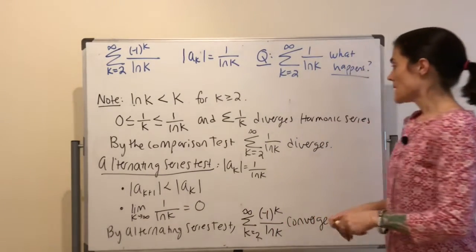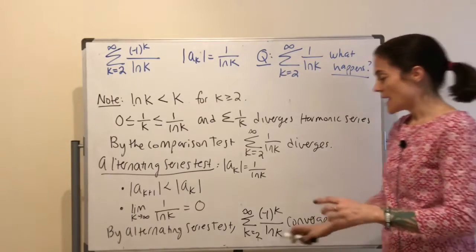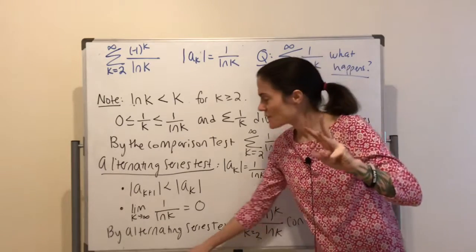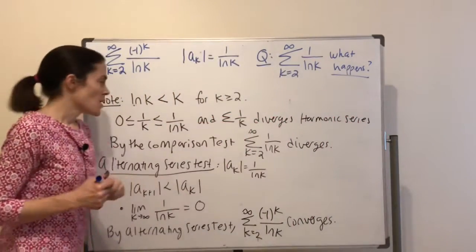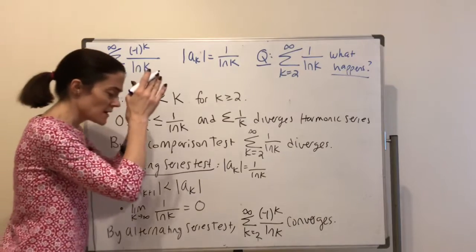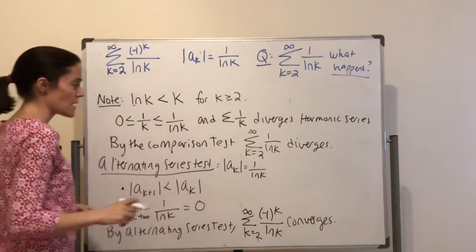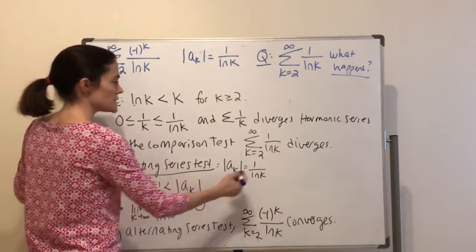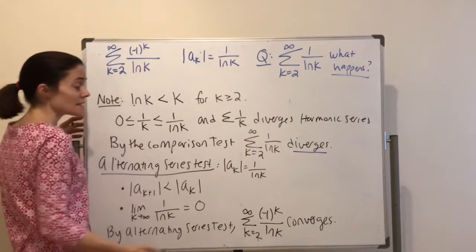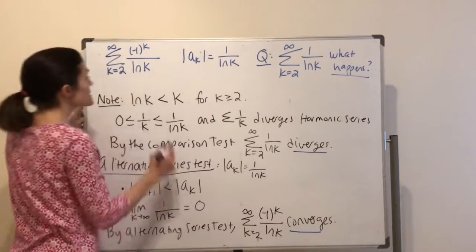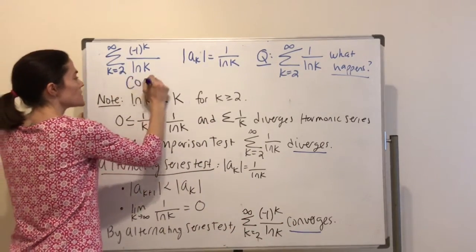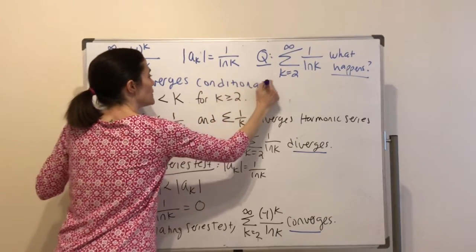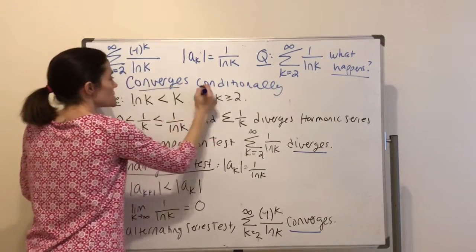Okay, but now we need to make our final conclusion. If we are asked, does the series converge absolutely, conditionally, or diverge? Let's look at what we have shown. If you look at the absolute value and take the sum, that series diverges, here by the comparison test. But the series itself converges by the alternating series test. So this series converges conditionally. Here, converges conditionally.